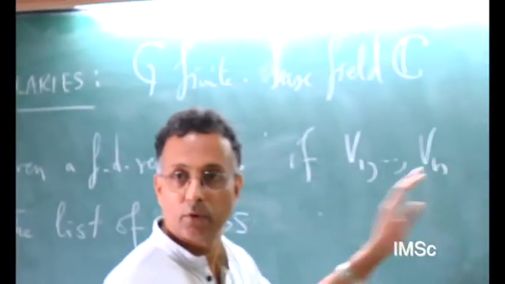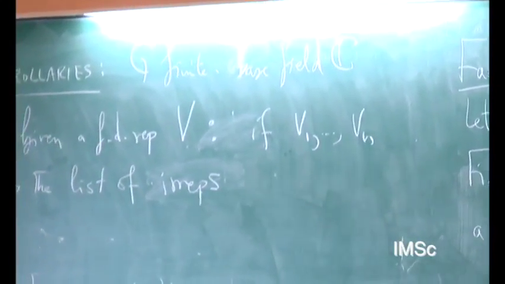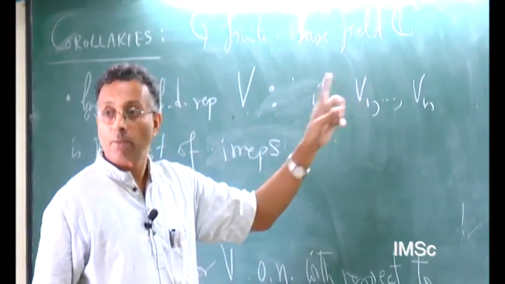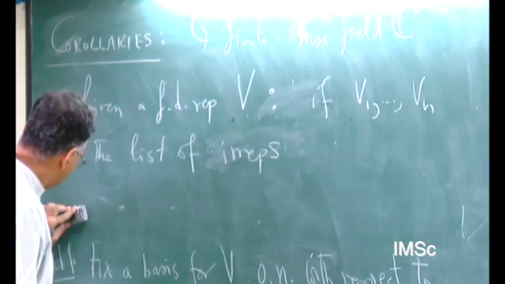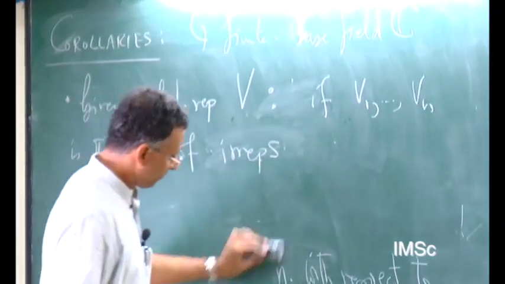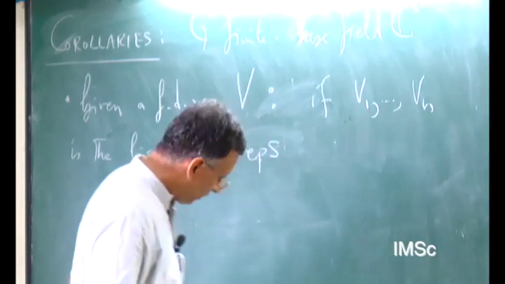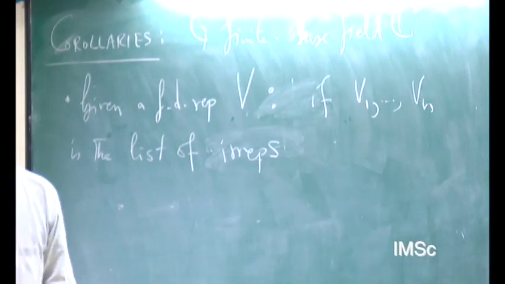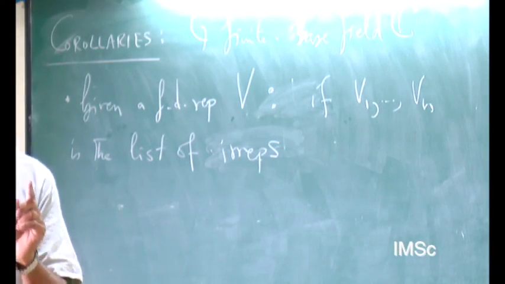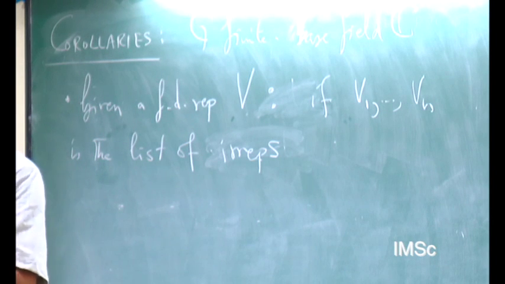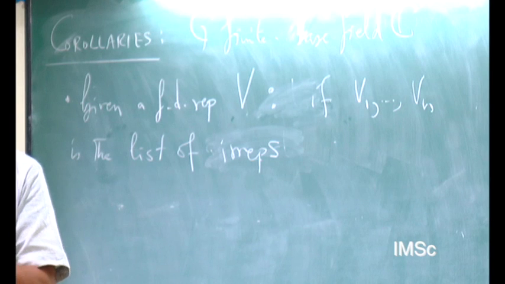So it's already bounded, right? Okay. So you choose. So this is a finite set. You choose it. It is the list of irreps. Then if I write V as a direct sum of, so we were wondering if every representation V can be written as a direct sum of some copies of V1, some copies of V2, some copies of Vn, right?